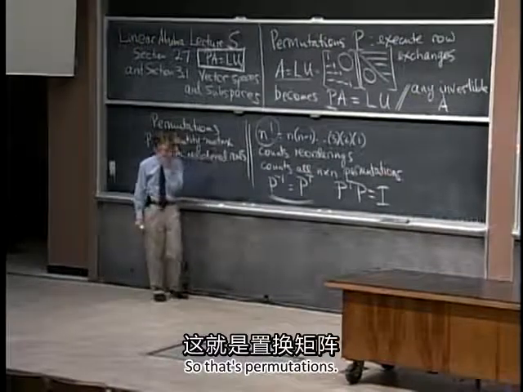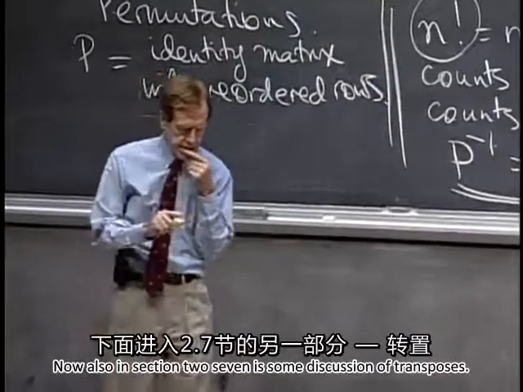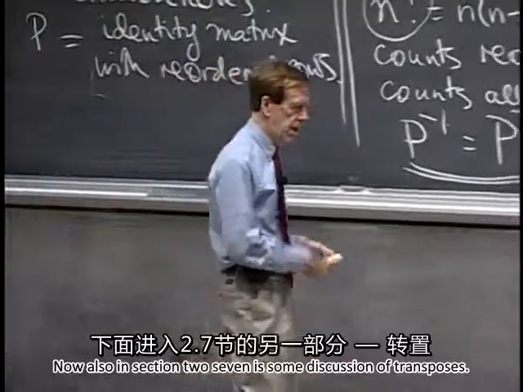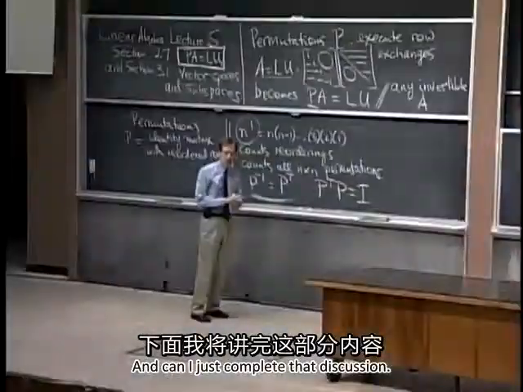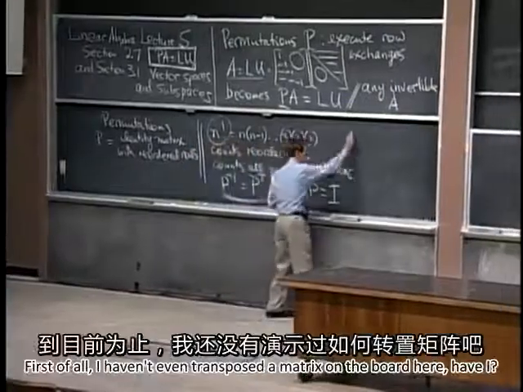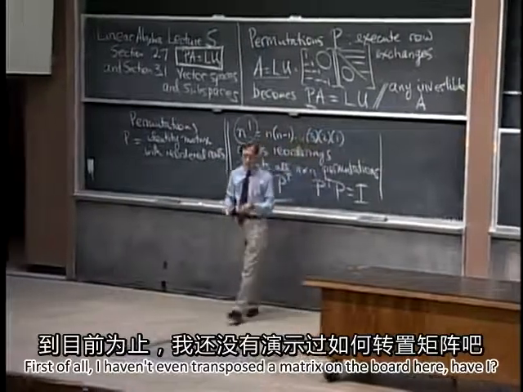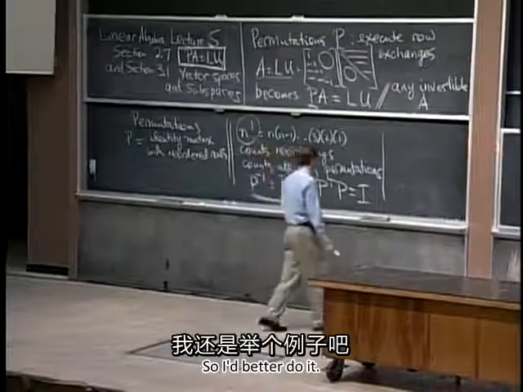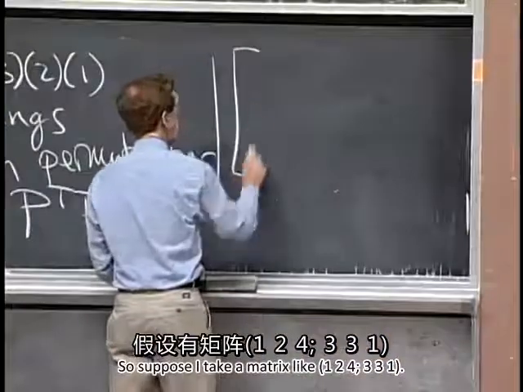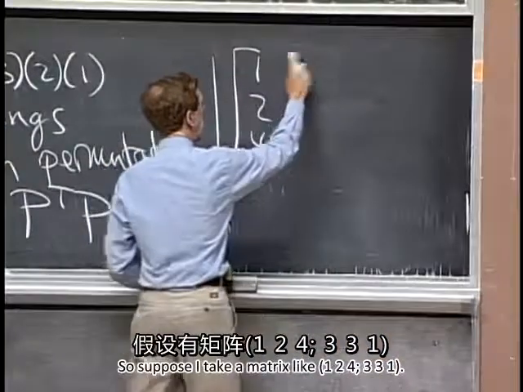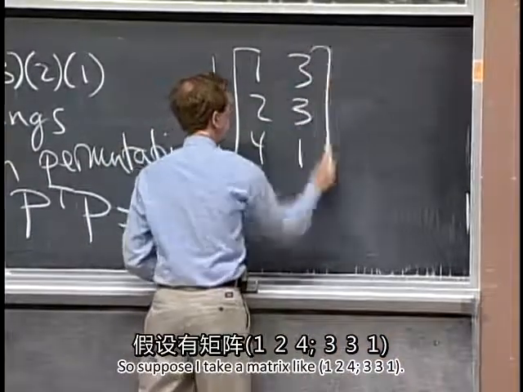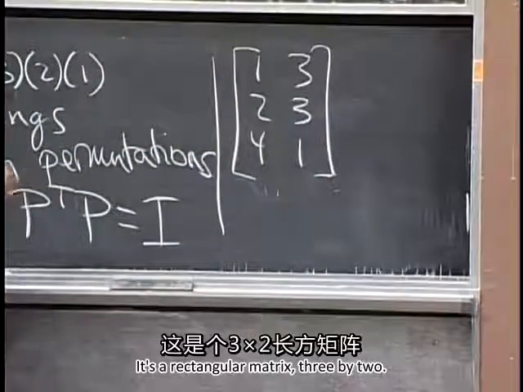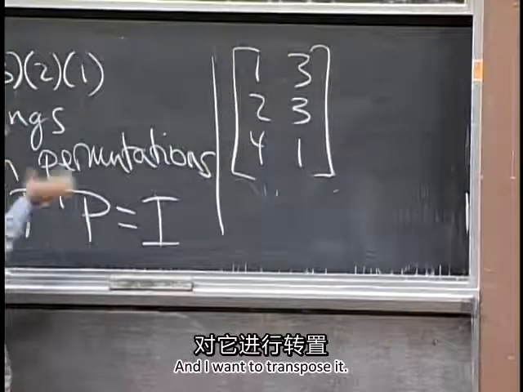So that's permutations. Now, also in section 2.7 is some discussion of transposes. And can I just complete that discussion? First of all, I haven't even transposed a matrix on the board here, have I? So I better do it. So suppose I take a matrix like 1, 2, 4, 3, 3, 1. So it's a rectangular matrix, 3 by 2, and I want to transpose it.